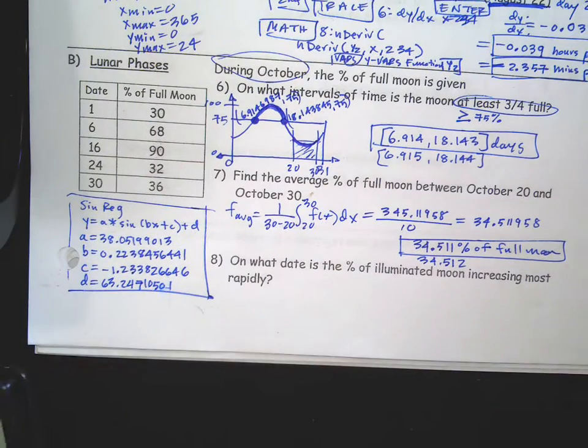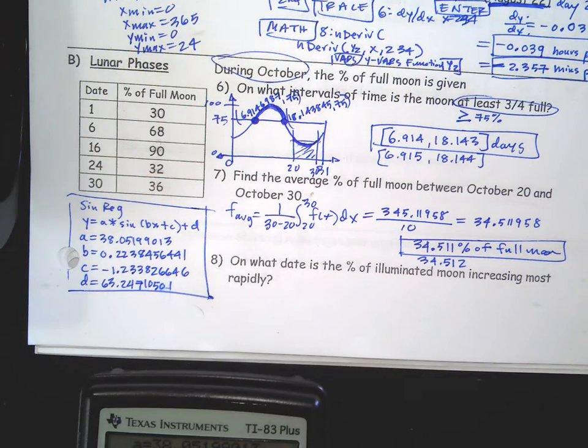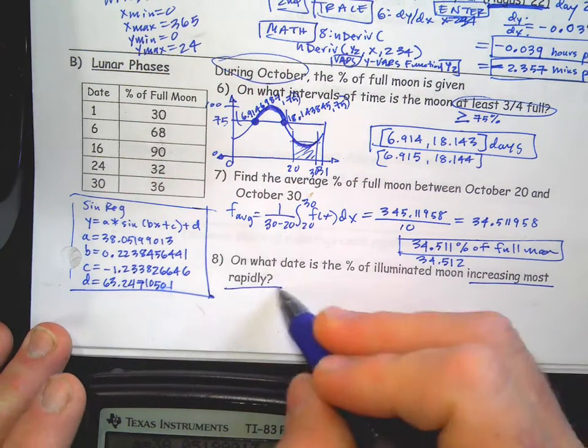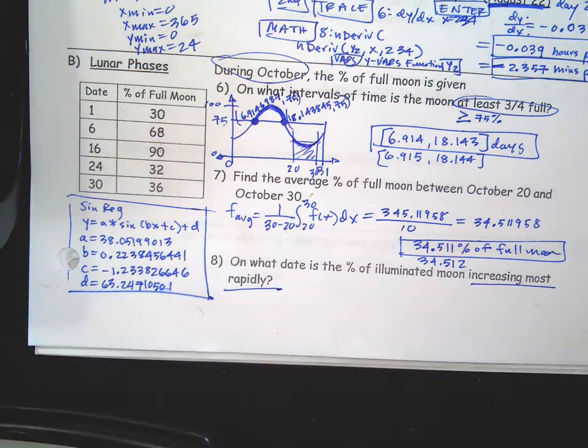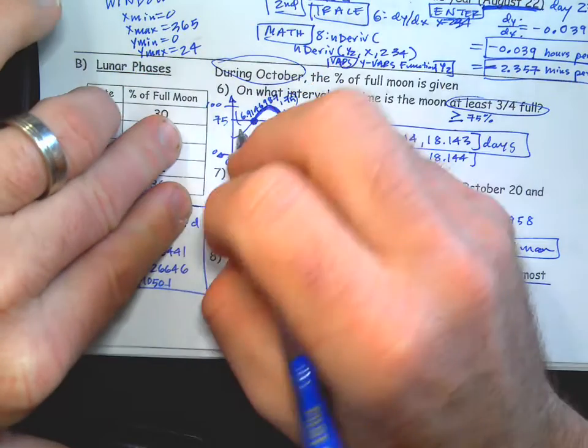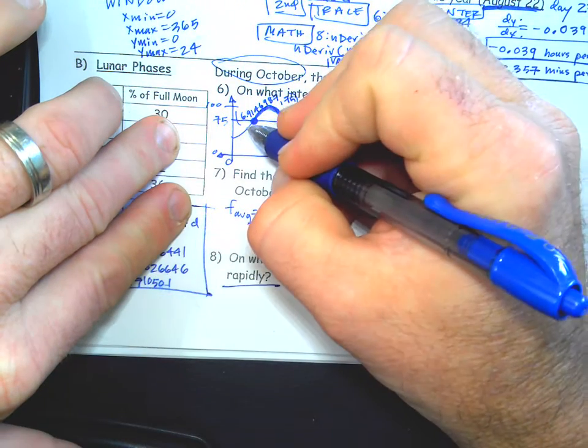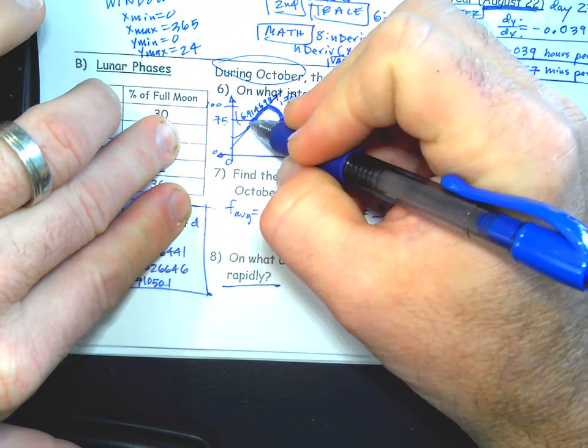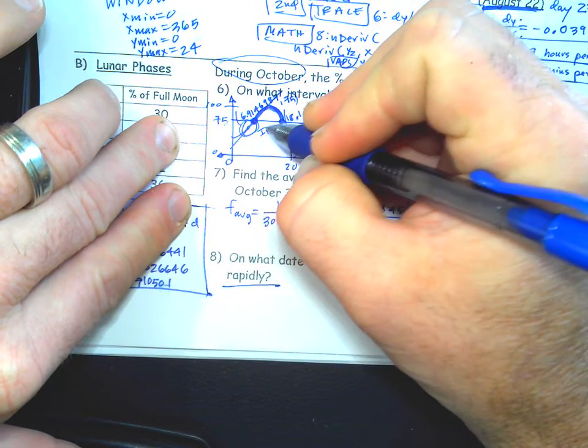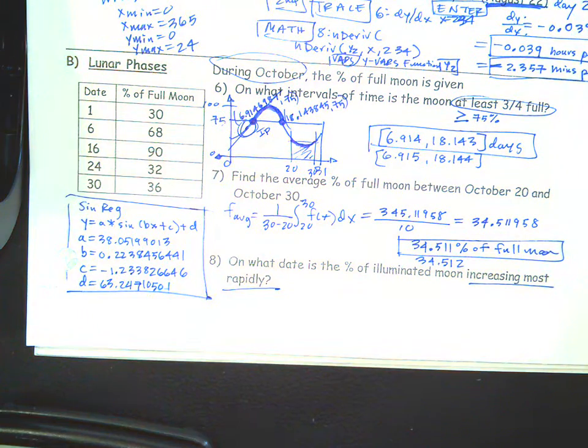Now, number 8 says, on what day is the percent of illuminated moon increasing most rapidly? When is it changing the most? Now, on this picture, you could tell that's when it has the steepest slope. It looks like it's somewhere around here. And it also corresponds to an inflection point.